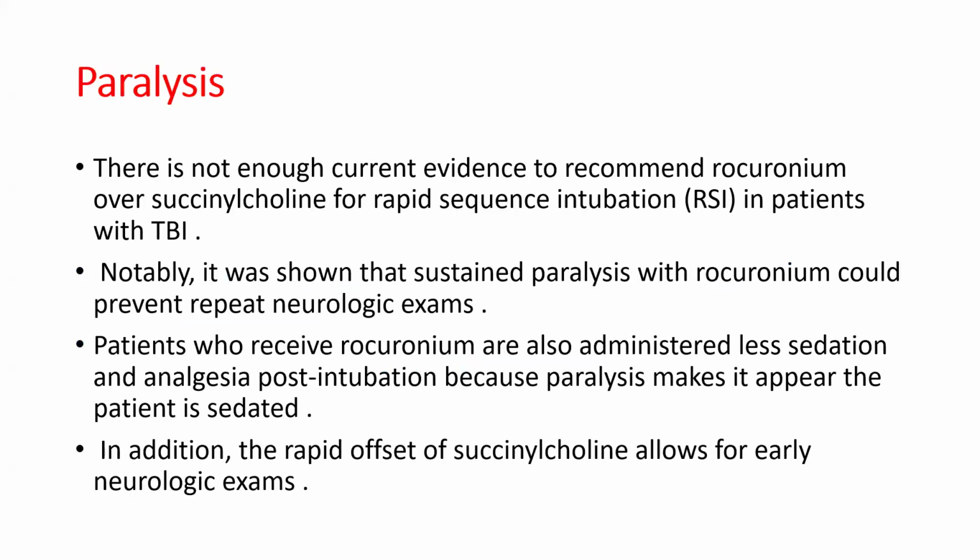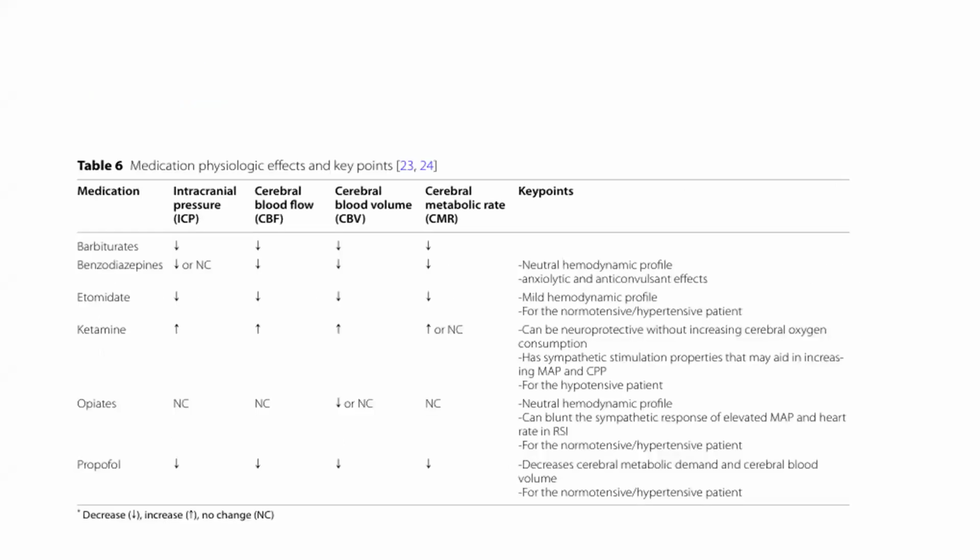So the next is paralysis. There is not enough current evidence to recommend rocuronium over succinylcholine for rapid sequence intubation in patients with the traumatic brain injury. Notably, it was shown that sustained paralysis with the rocuronium could prevent the repeat neurological examination. Patients who receive rocuronium are also administered less sedation and analgesia post-intubation because paralysis makes it appear the patient is sedated. In addition, rapid offset of succinylcholine allows for early neurological exam.